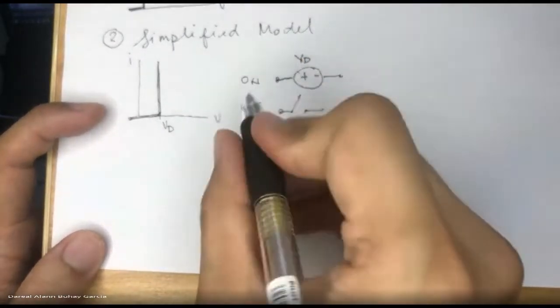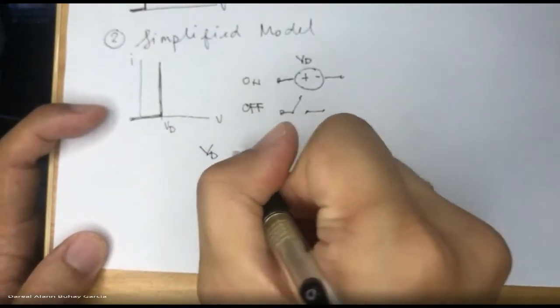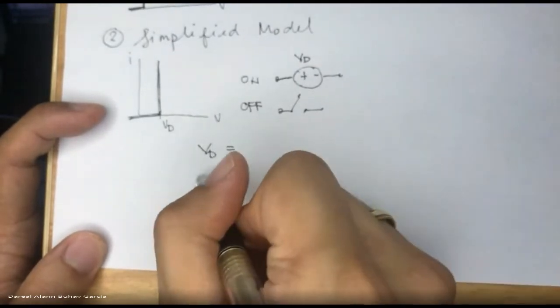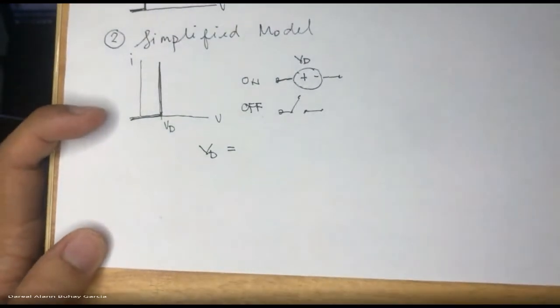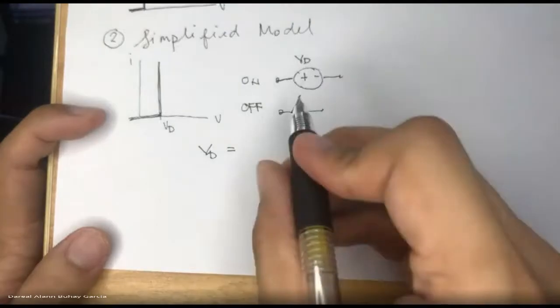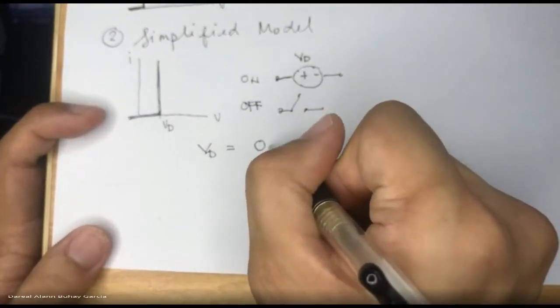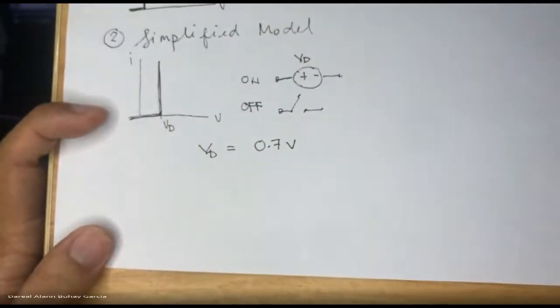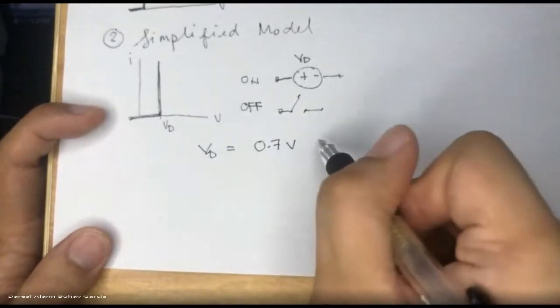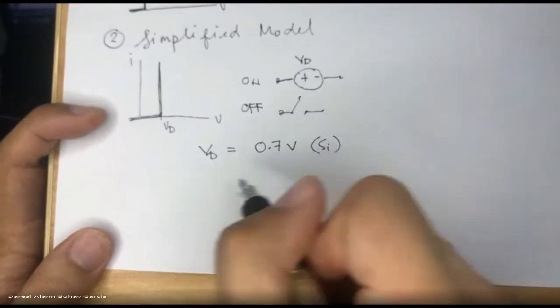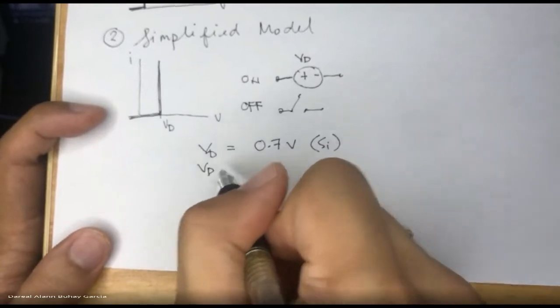So how much again is the diode voltage for silicon? You should memorize these constants. 0.7, okay, thank you, Nico. 0.7 volts for silicon. And for germanium, it's 0.3.